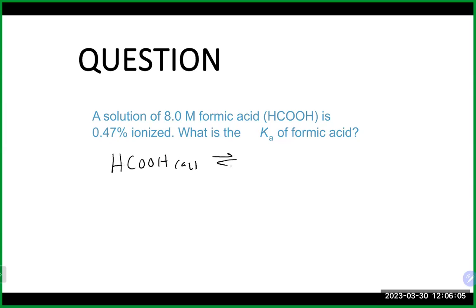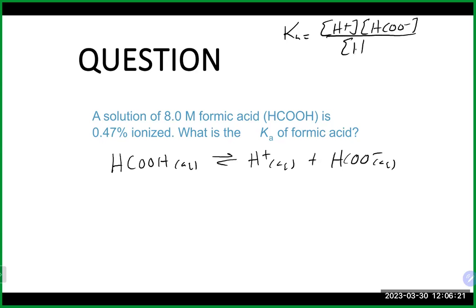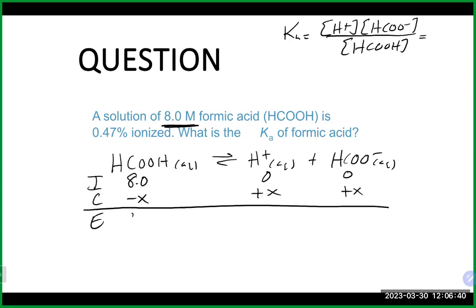We definitely know that this formic acid is a weak acid. So if we set up the equilibrium here, we would have H plus and HCOO minus in this case. Our Ka expression would be our products divided by our reactants. And if we did an ice table here with the information given to us, we are starting with 8 molar of this, 0 of this. Change would be minus X, plus X, plus X. And at equilibrium, we would have 8 minus X, X, and X.